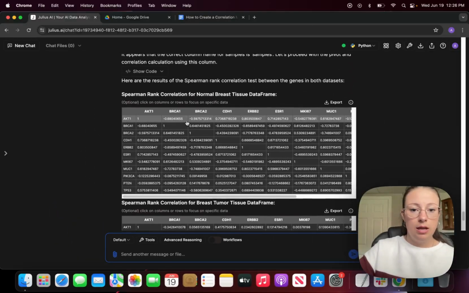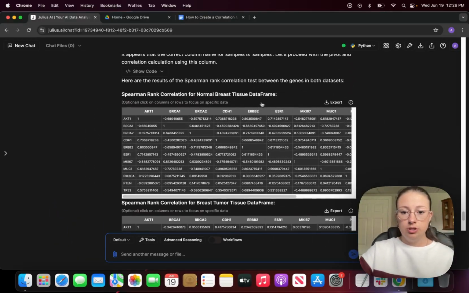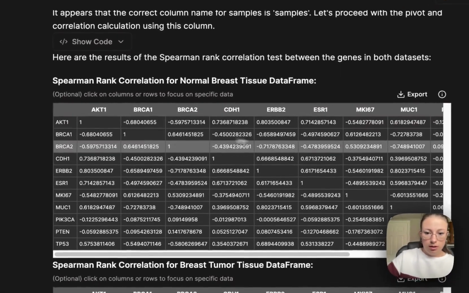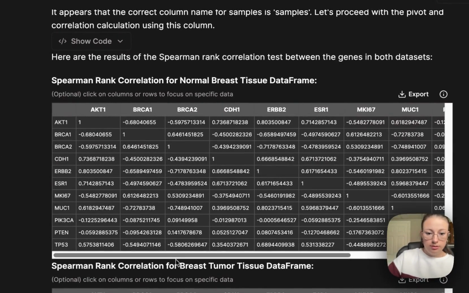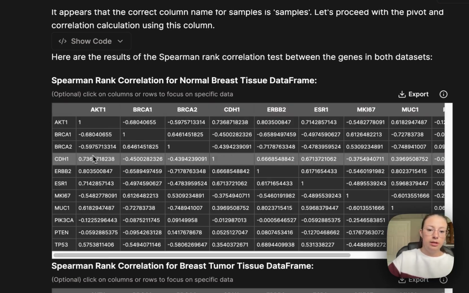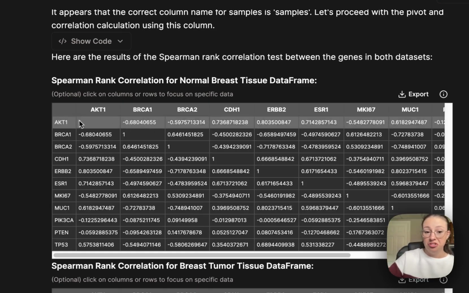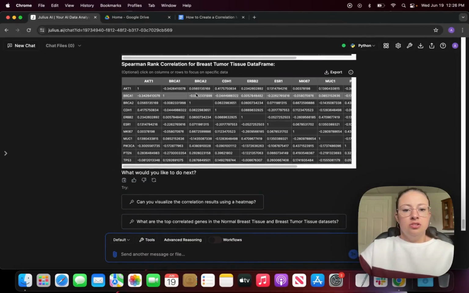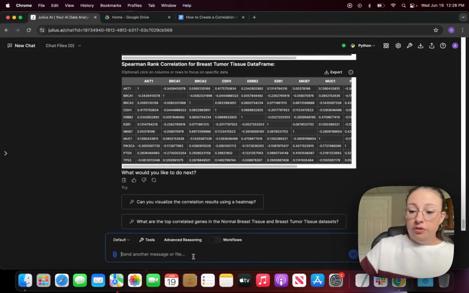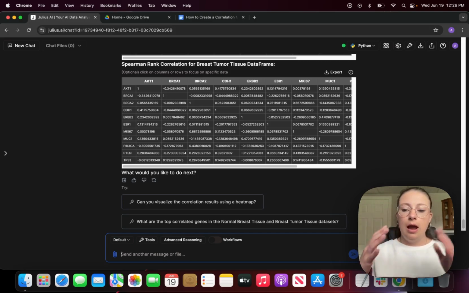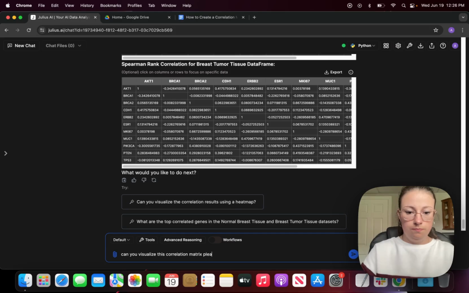So now we can see we have our correlation for normal breast tissues. And I like this setup because you can see how each gene is related to itself and then others, more likely others, because itself is just going to be a one. So I also like it to make an actual visualization because it helps me see how the relation is in terms of a color gradient. So let's ask Julius to create this.